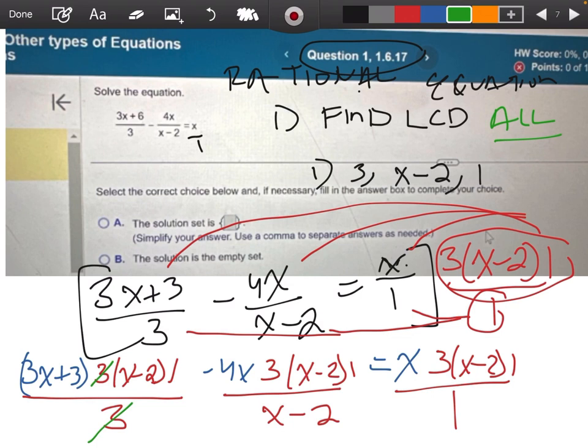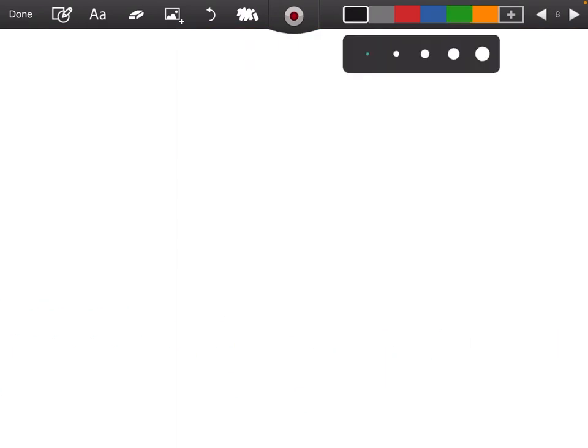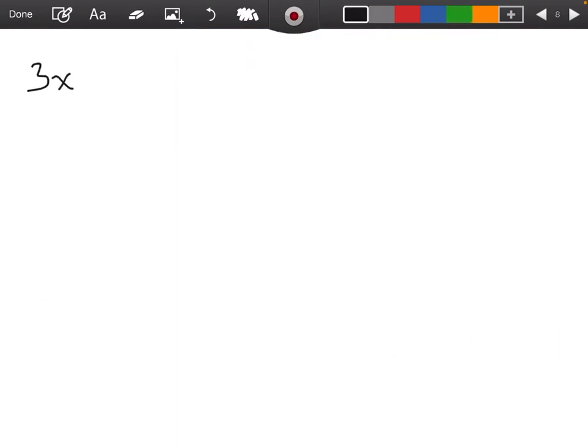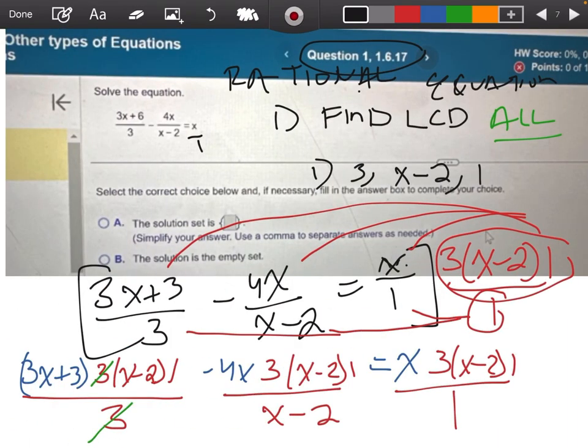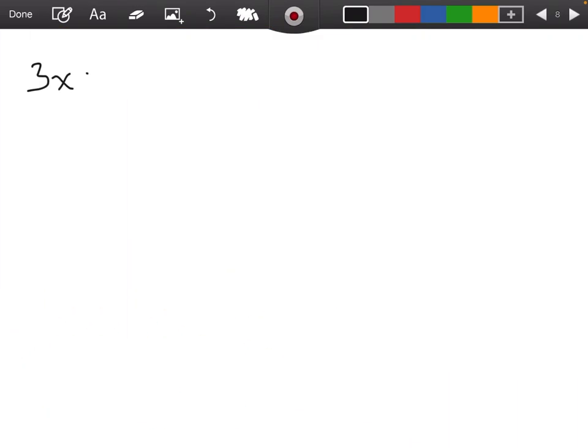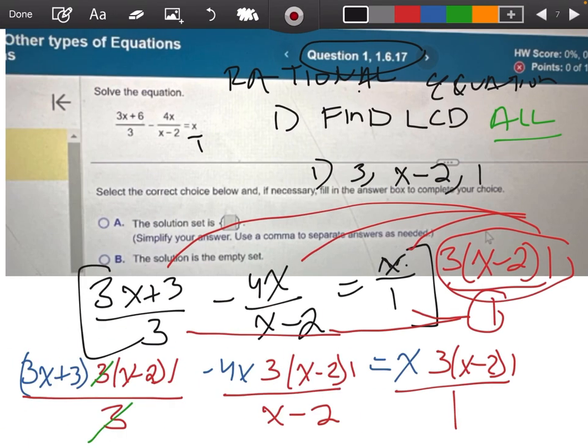So on the next slide, I'm going to write what I'm still left with. I got a 3x plus 6. I have an x minus 2, and I have a 1. We got an x minus 2. And I'm not going to worry so much about the 1, y'all, because the 1's not really going to change anything here, okay? Now, this x minus 2 and that x minus 2 are going to be canceling out.